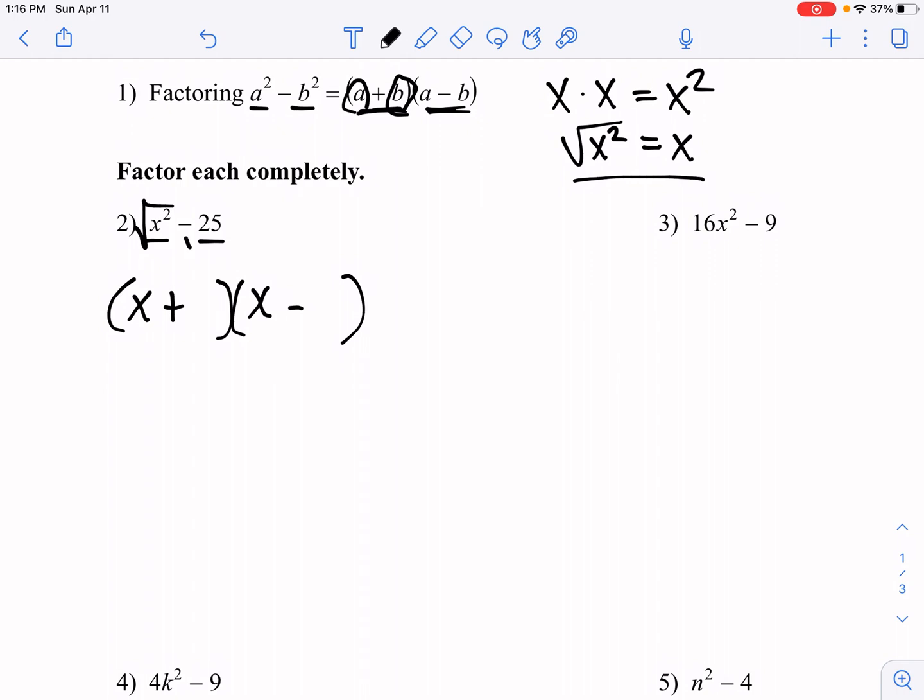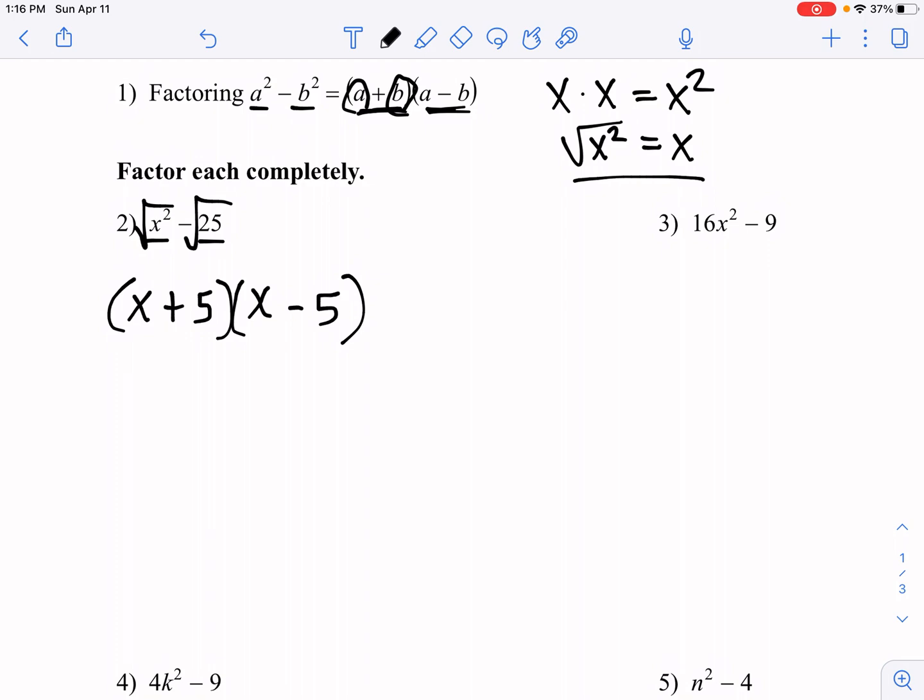Then if we take the square root of the second term, what times itself gives you 25? 5, right? 5 times 5 is 25. You can also do that on your calculator, but we would get 5, okay? So we get x plus 5 times x minus 5.